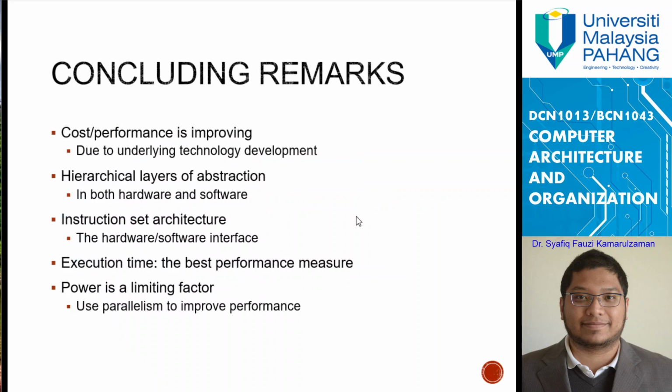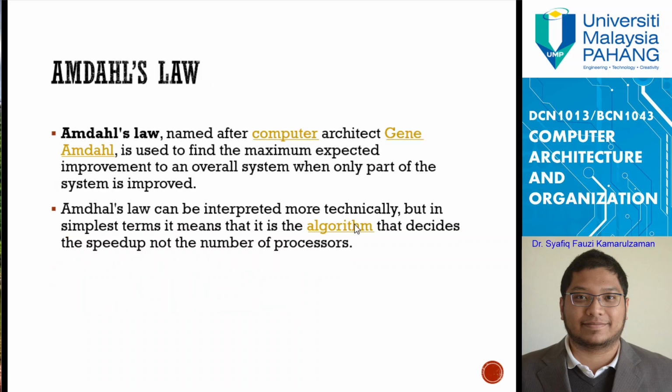So for this case, cost performance is improving due to underlying technology development, hierarchical layers of abstraction in both hardware and software, and the instruction set architecture, the hardware and software interface. Execution time is the performance measure, and power is a limiting factor. That's why a lot of performance makers right now use parallelism to improve performance. It means they use a lot of cores to increase performance, because you cannot increase the frequency anymore because of the limitation from the power itself.